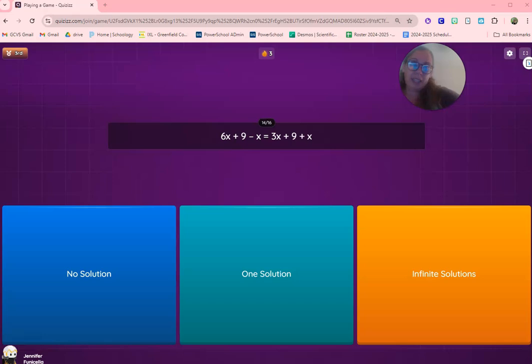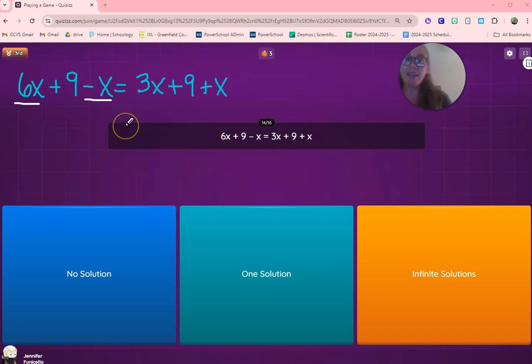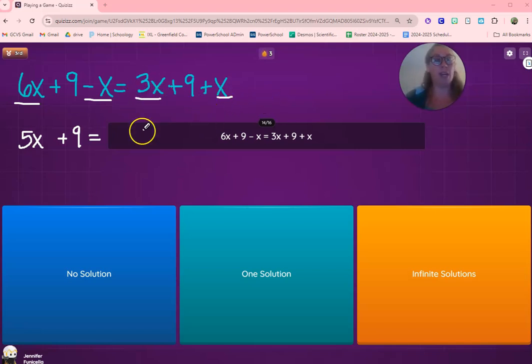6x plus 9 minus x equals 3x plus 9 plus x. So let me write this equation again. As we start to simplify, on the left we can combine 6x minus x. So if we have 6 x's and we're subtracting 1x, we can just combine that to a 5x plus 9. And on the right side, we have a 3x plus a 1x, so that's 4x plus 9.